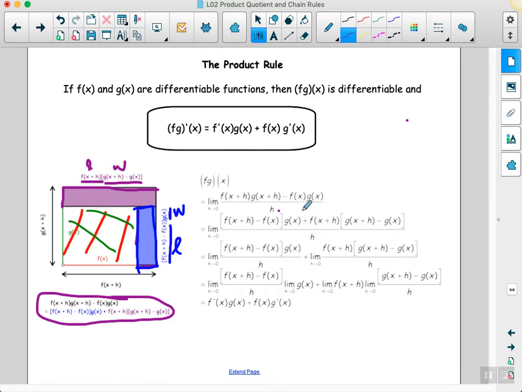Then properties of limits will allow me to sort of split this in two. So instead of doing the limit of a sum, because we're breaking on that plus right there, I could do the sum of the two limits. So we've got the limit of f at x plus h minus f at x all over h times g at x, plus the limit as h goes to 0 of f at x plus h times g at x plus h minus g at x all over h.